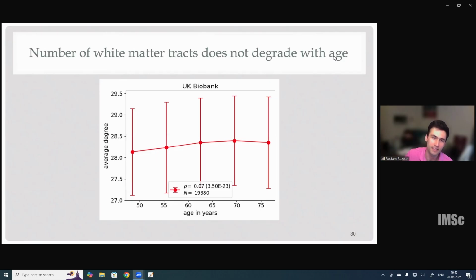And A doesn't seem to pan out. Interestingly, as you age, we find that older people slightly have more, but the overall correlation coefficient is not strong, though highly significant because we're dealing with a huge data set of almost 20,000 individuals. So surprisingly, we don't see older people having fewer connections.